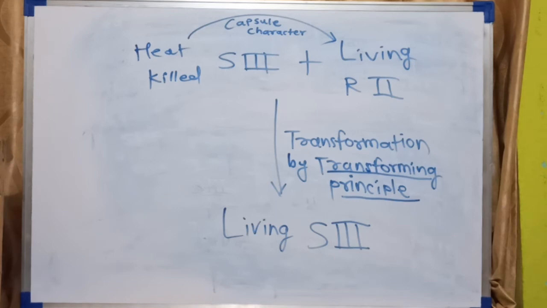So this transformation occurred. Frederick Griffith named this transformation substance as transforming principle. He did not know at that time whether it was carbohydrate, protein, DNA, RNA or lipid. So he got confused and named it as transforming principle.